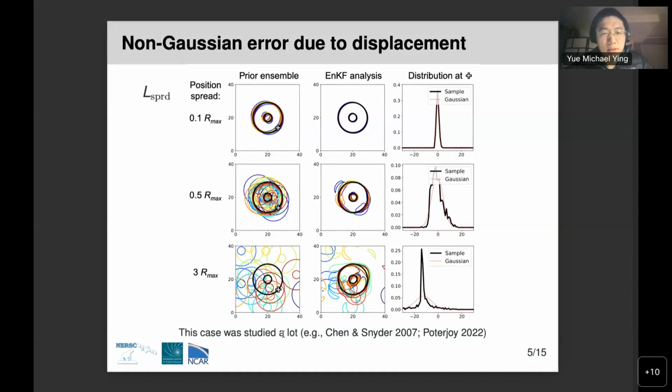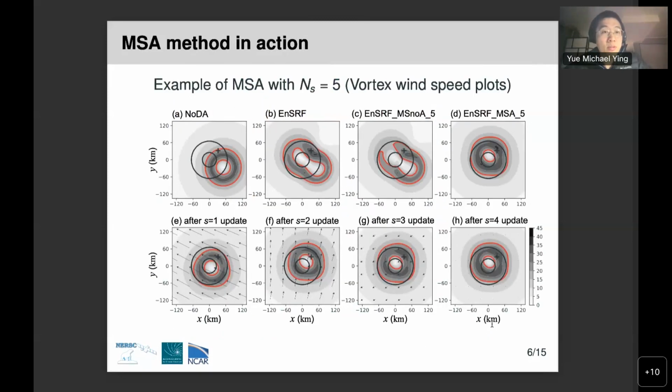So this case has been studied a lot by Chen and Snyder in assimilating wind position observation, and also by John Poterjoy to test his localized particle filter. So I'm also using this exact same setup to test my MSA.